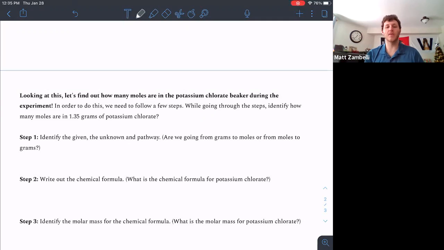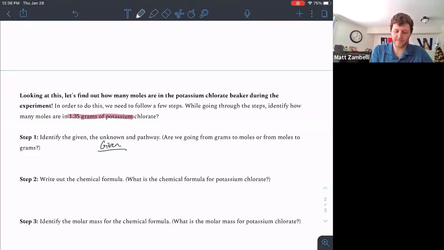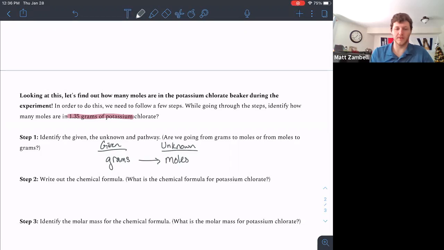So what that means is, are we going from grams to moles? Or are we going to go from moles to grams here? Based on that question, what do we think? What are we starting with? What's our given? What are the units for our given? From grams. Perfect. We started with grams up here. So we're going from grams. And what's the unknown going to be? What are we looking for? How many moles are going to be in 1.35? Perfect. We're going from grams to moles.